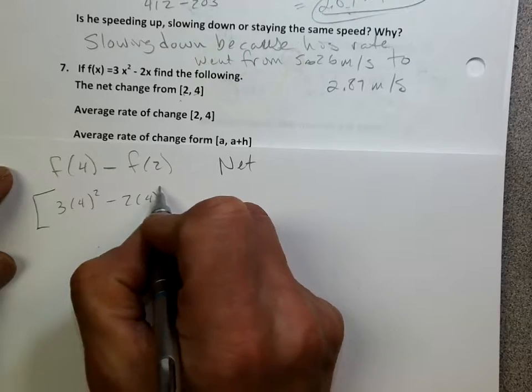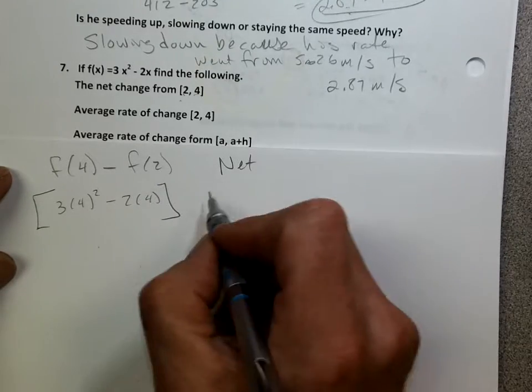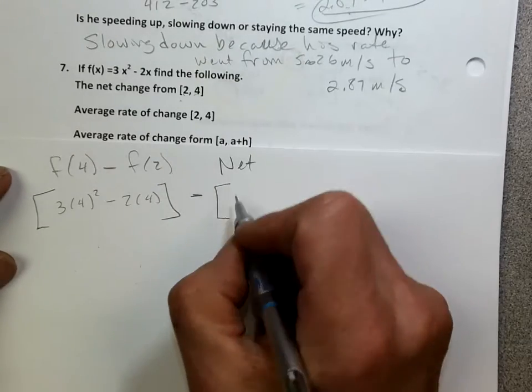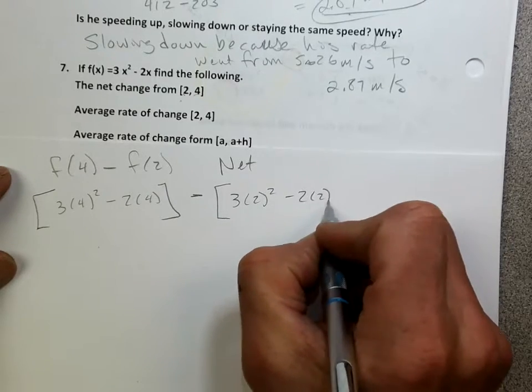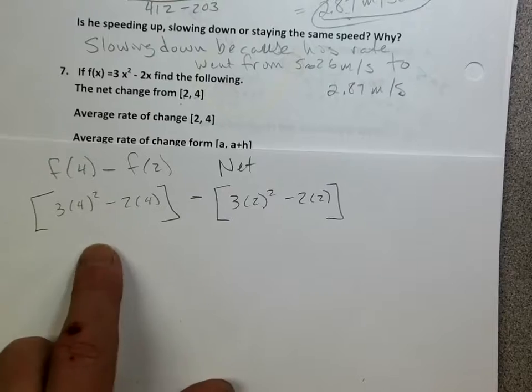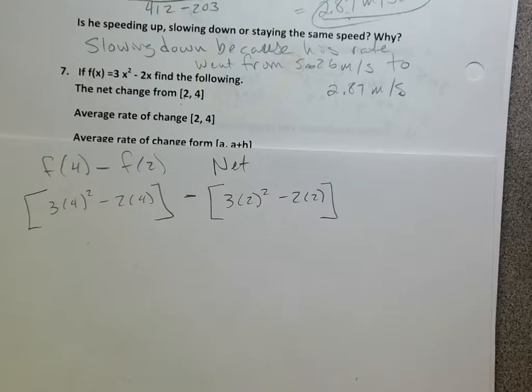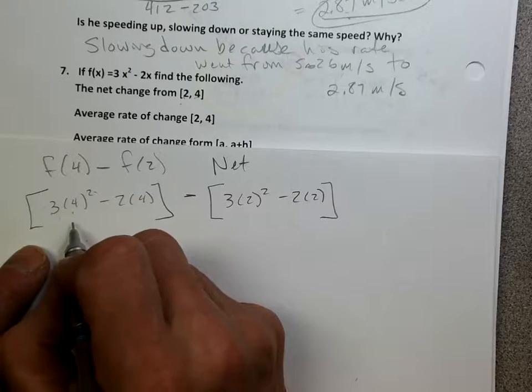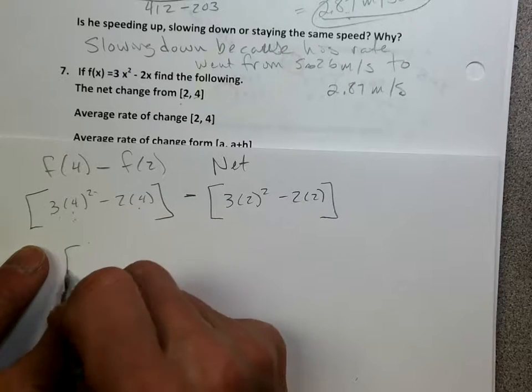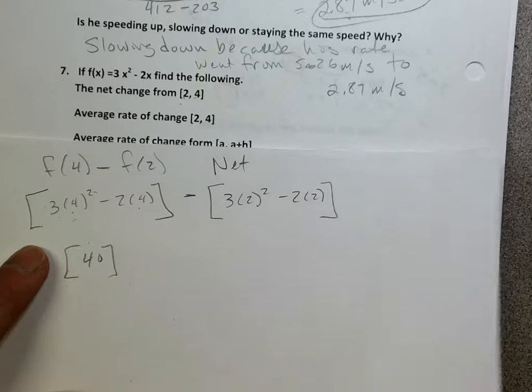times 4. That's f of 4. Minus f of 2, which is going to be my 3 times 2 squared minus 2 times 2. Okay? That's my f of 4 minus my f of 2, and I just need to simplify it, okay? Let's see, 16 times 3 I think is 48. 48 minus 8 is 40. I think that's 40. And again, we could use our calculator if we really wanted to.